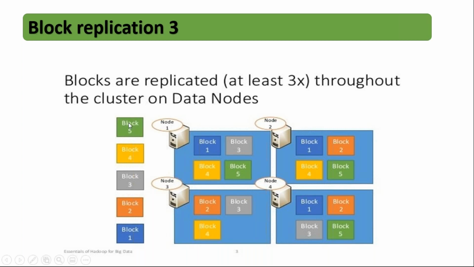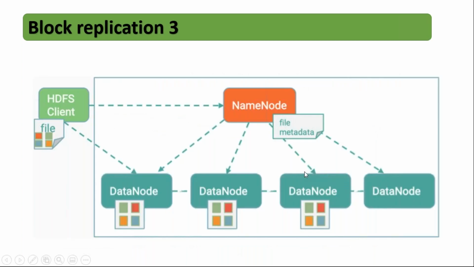So these are the 5 blocks, each one repeated 3 times. 4 here, 4 here, 3 here, 4 here. If one fails, you still have data in 2 data nodes. If the second one also fails, you still have data in another one. If the third also fails, then go for the racking mechanism.